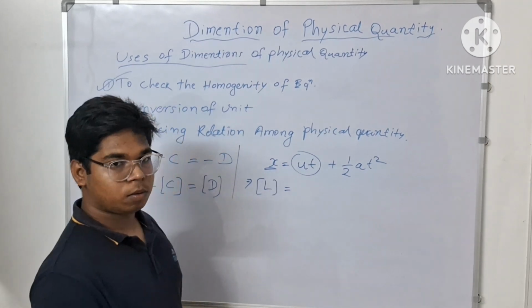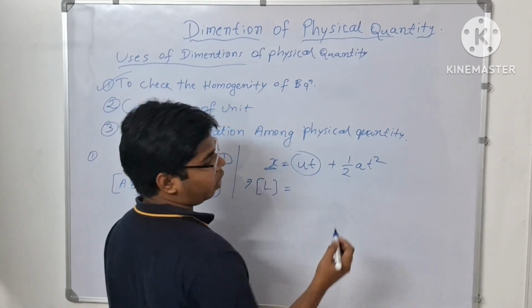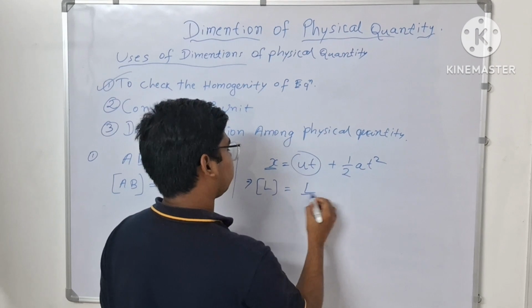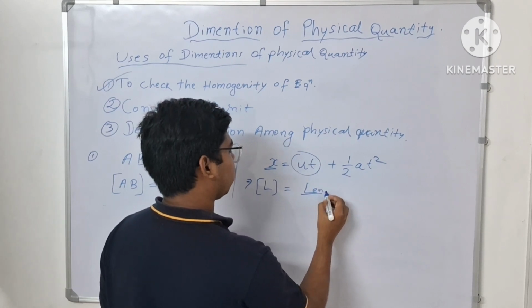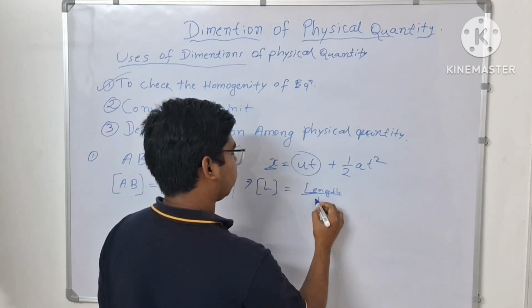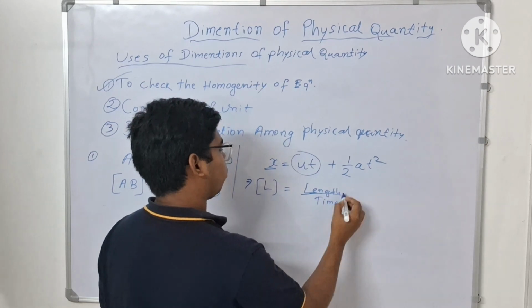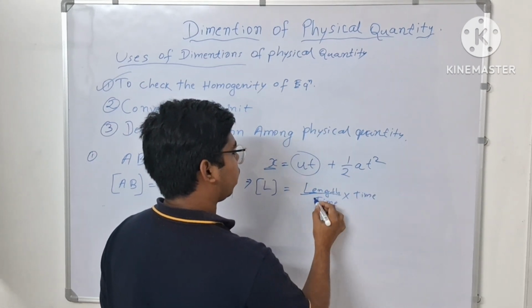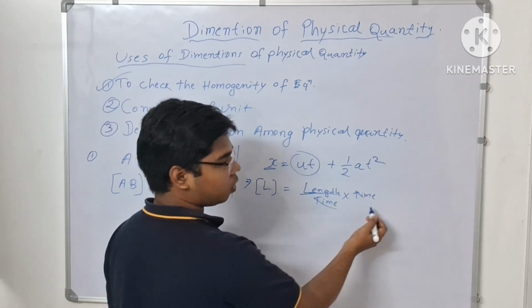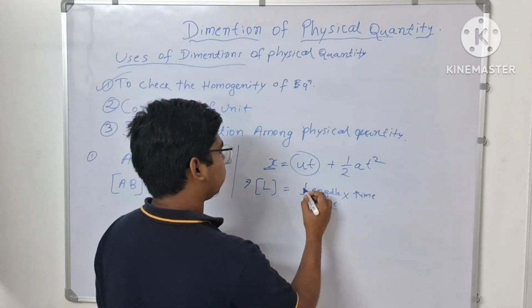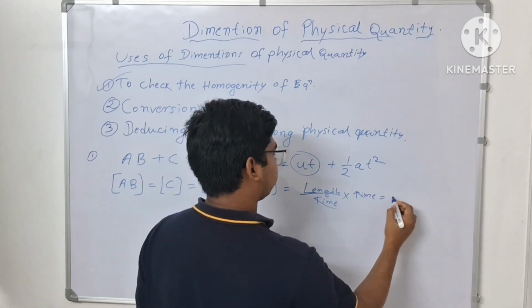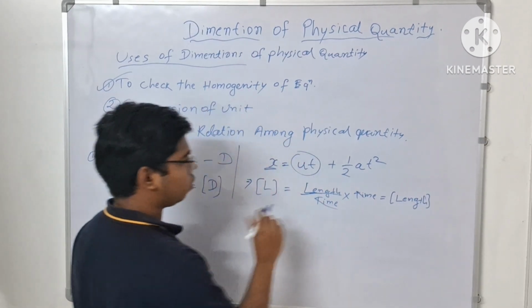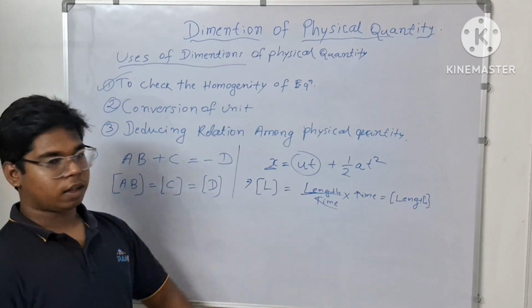What is the dimension of ut? U is velocity, and the velocity we know is length divided by time, multiplied by t, which is time. Time will cancel from the denominator and numerator, and it will remain length. So it is also length. The dimension of ut is length.